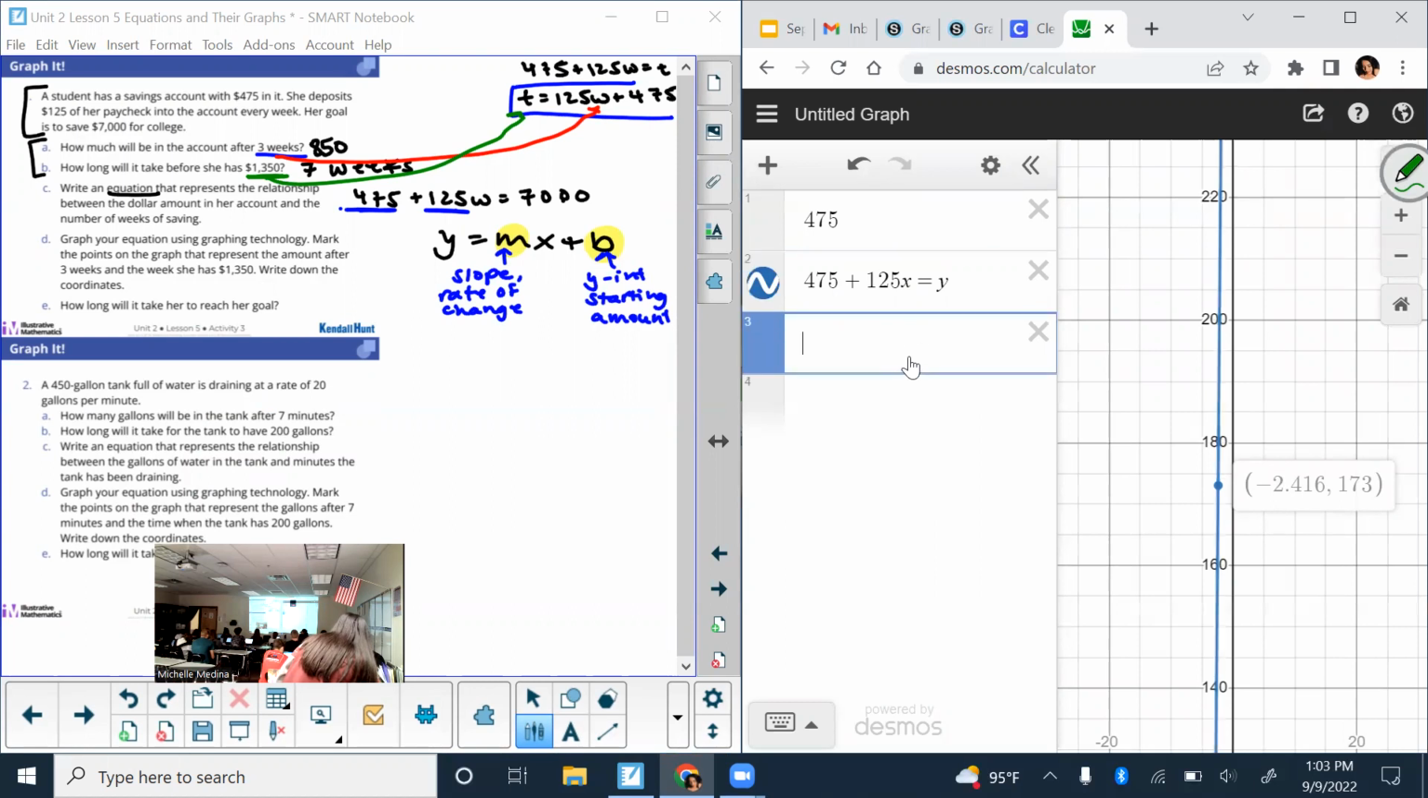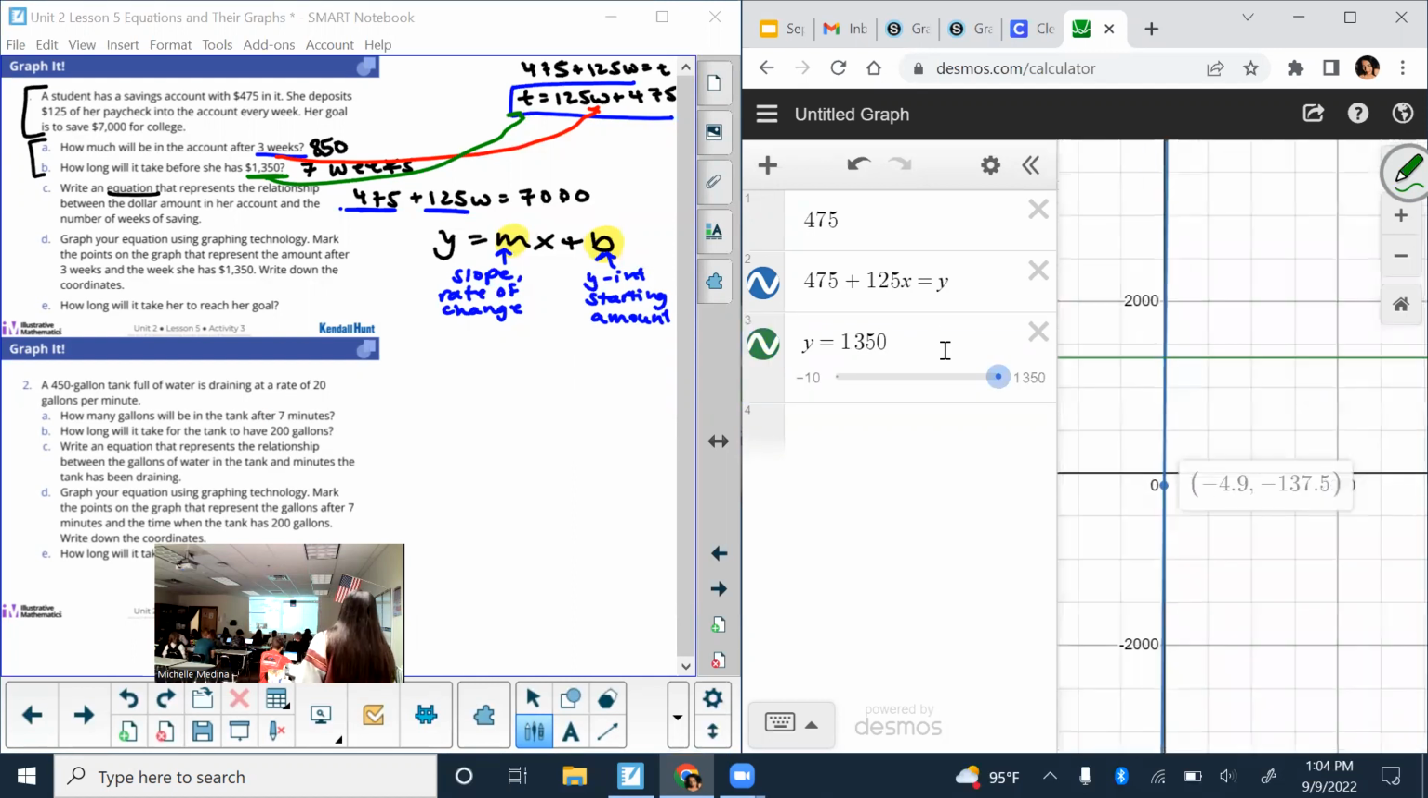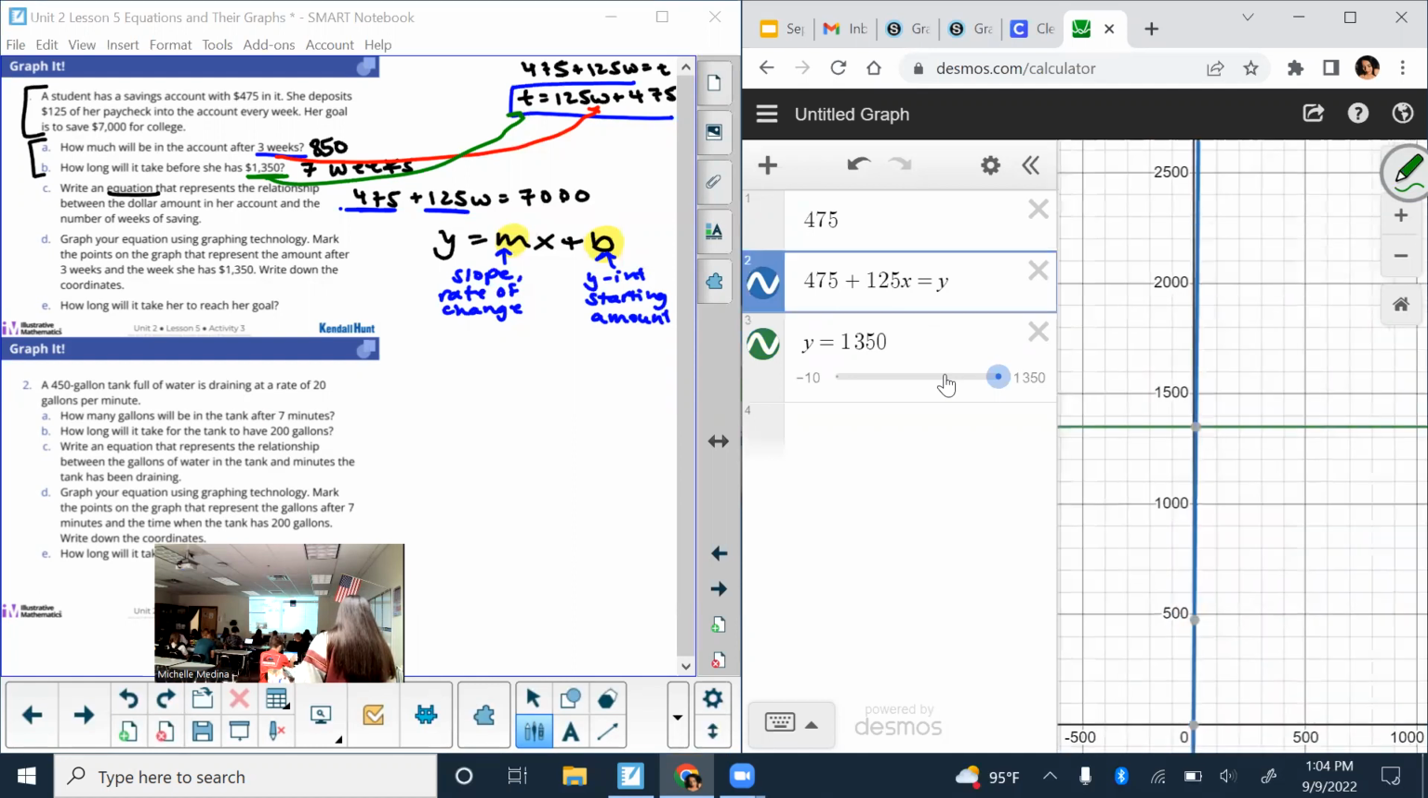You can even type in, so like her goal is to save $7,000. You can type in Y equals, I won't do the 7,000 yet. I'll do the one from the last problem, the 1350. If you zoom out, you can see exactly where Y is 1350. And then you can zoom in, hover over where they intersect, and look at what the X or the W is. Isn't that the same answer we got? Yes, without necessarily doing the math for it.